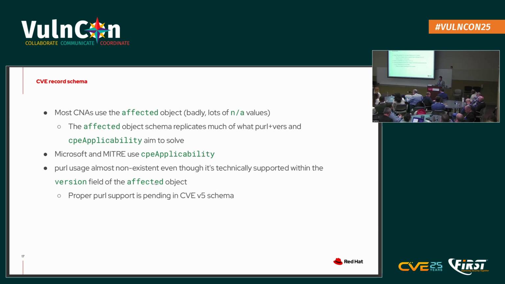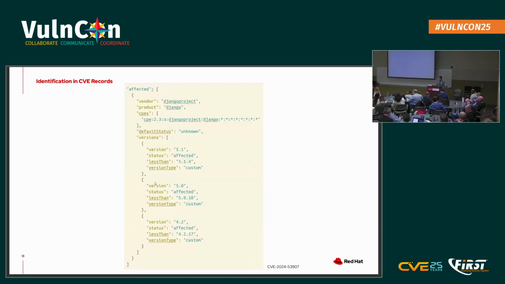If you look at the data set, CPE applicability statements are really only used by Microsoft and MITRE today. I haven't really seen any other CNAs use them. And then PURL, on the other hand, is not really used at all within the CVE record dataset. That's mostly because the PURL usage within CVE records is not well defined. There is support for it. You can put a PURL into any field that is supposed to give you information about a version, but that's not proper PURL support as other specifications usually have it.